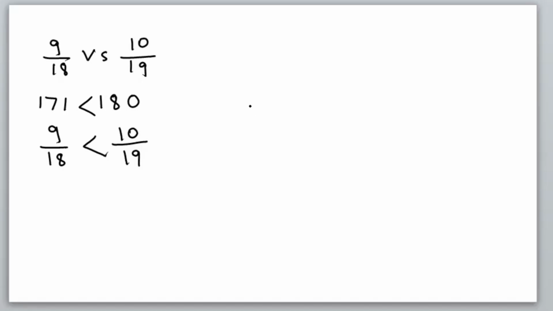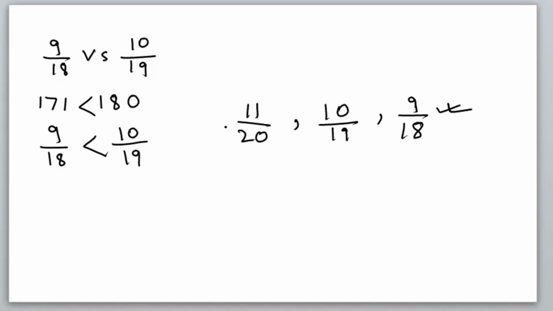The first largest fraction was 11 over 20, the second largest will be 10 over 19, and the smallest will be 9 over 18, because we are arranging from greatest to smallest. This will be our final answer. Understand? Hope it's clear to everyone how we can order the fractions.